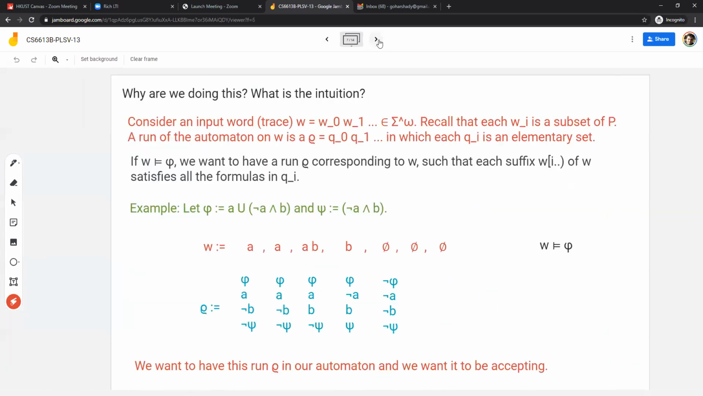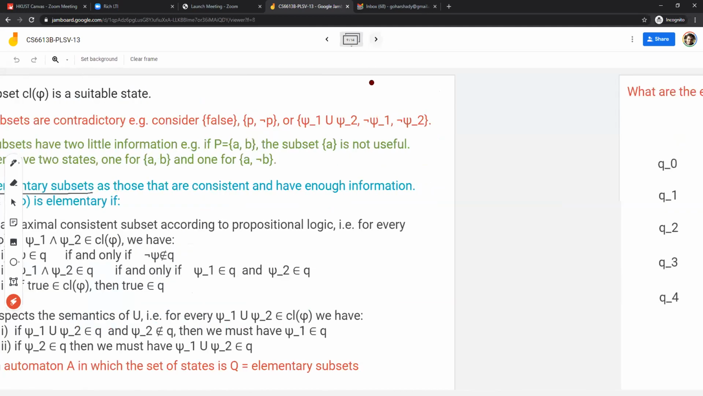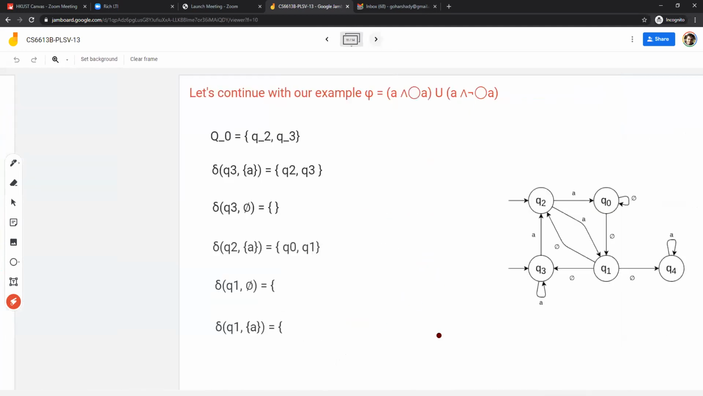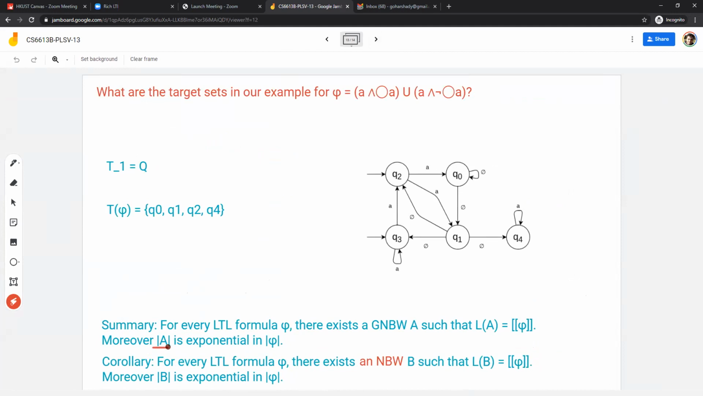So in the worst case, the size of our automaton is exponential in the length of our formula. And this is probably the most important thing to know here. Whenever you have an LTL formula, you can translate it to an equivalent non-deterministic Büchi automaton, or generalized non-deterministic Büchi automaton, and the size of the automaton is exponential in the size of the formula.